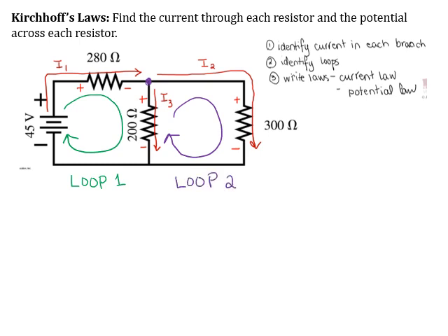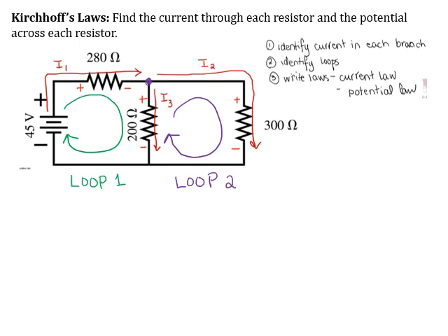A third loop you could pick, and you wouldn't need to use all 3. For this problem, you can solve it with 2 loops. A third loop you could pick is the whole outer rim. So this is also a possible loop that you could pick. It wouldn't give any new information since it really just combines loop 1 and loop 2. But there are different ways to look at the loop, and one way is not more correct than another way.